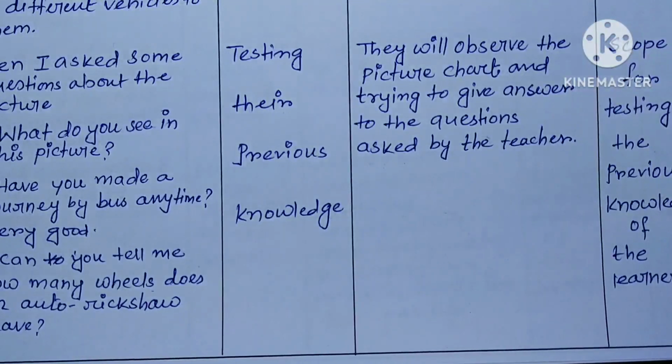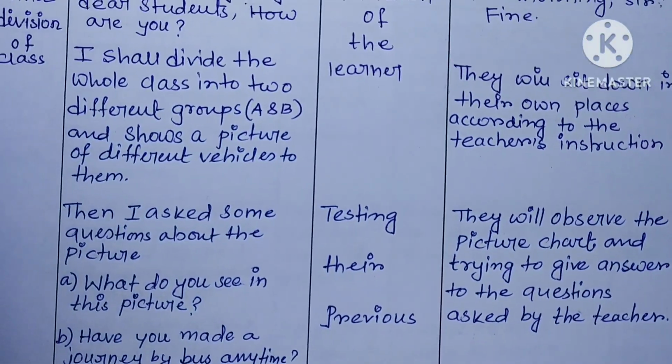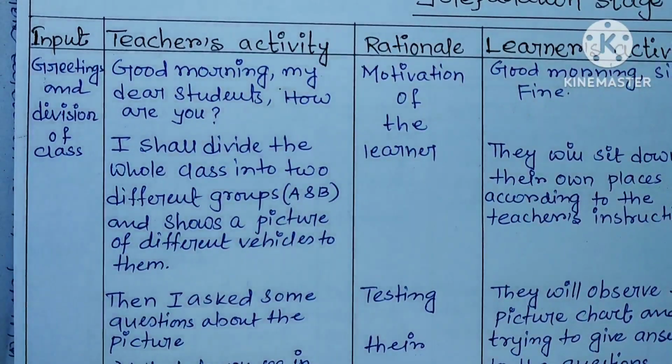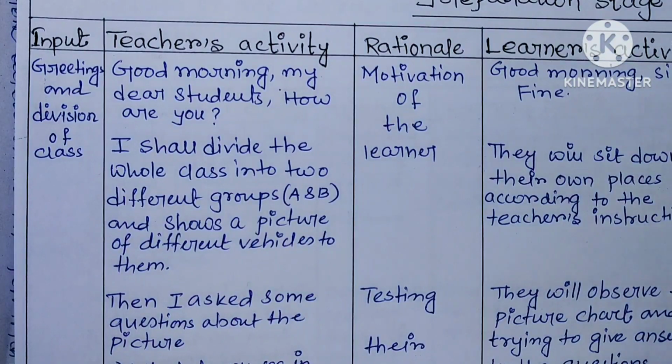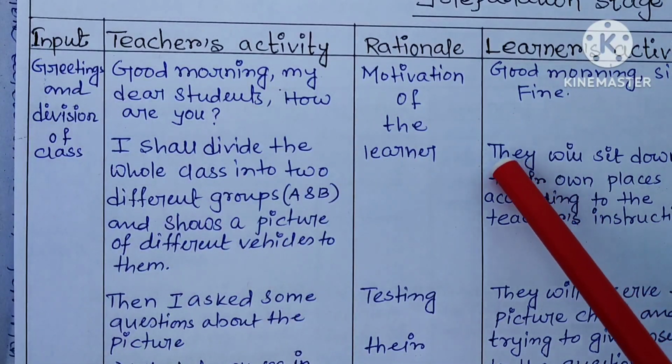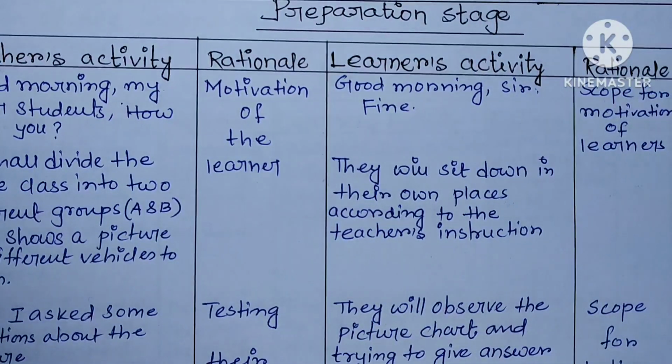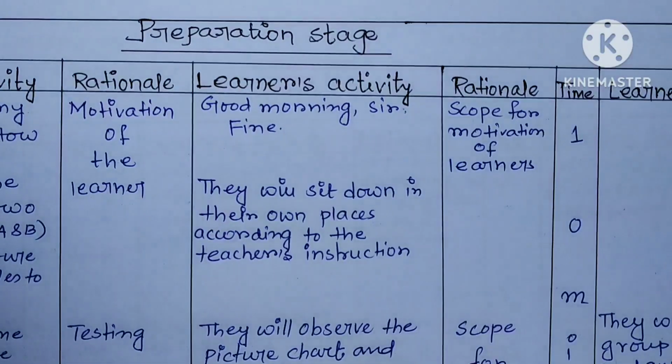Then the preparation stage. This is the most vital point. The structure of the preparation stage is the same, always 7 columns, like all subjects. At first, greetings and division of class. Good morning, my dear students. How are you? The teacher asks first. The rationale is the motivation of the learner. Learner's activity: Good morning, sir. Fine. Scope for motivation of learners.